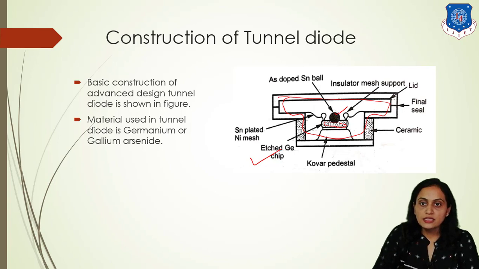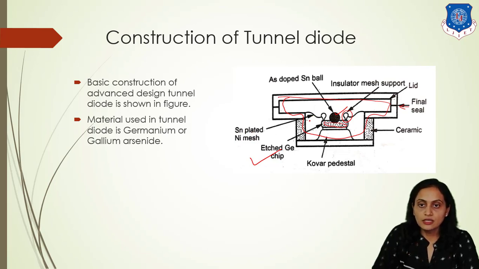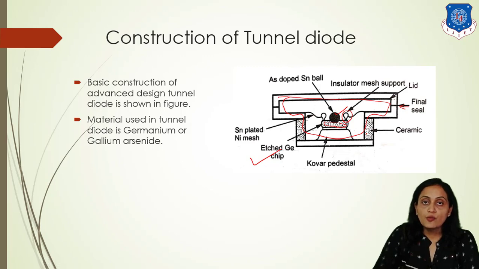tunnel diode, and this tin ball and this etched germanium chip are forming the junction, and this is the final seal, that is the over packaging, and the insulator mesh support is shown by this, and this Sn, that is tin plated Ni mesh, is given over here. So this is the advanced design tunnel diode construction.